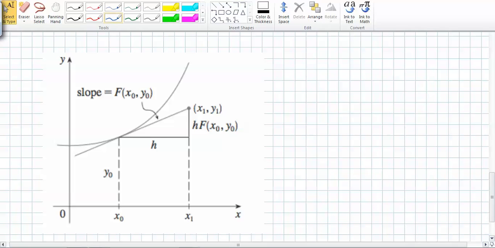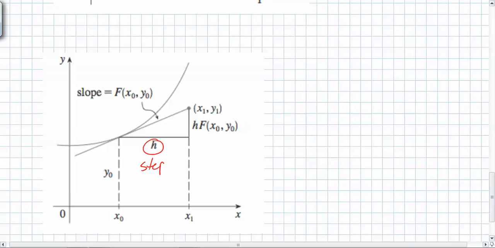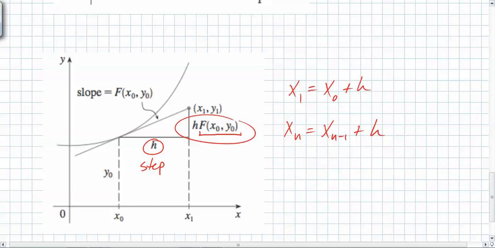Step is h. So this is a distance. That's your step right there. You're going over that much. So how do you get from x naught to x1? You add: x1 is equal to x naught plus h. The generalized way of saying this is xn is equal to x sub n minus 1 plus h. You're moving h every single time. So if the slope of the line is f of x naught, y naught, how far up did you go? h times f of x naught, y naught. That's how far up you've gone. That's the distance from here to here.